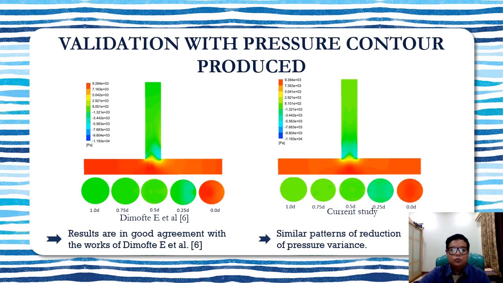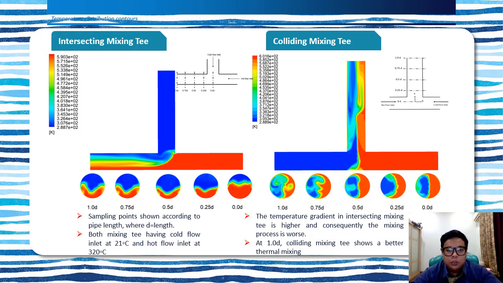the study. So this slide is about the temperature distribution contour that we get for both intersecting and colliding mixing T. As mentioned in the methodology, the cool inlet has fluid at 21 degrees Celsius, while the hot inlet is at 320 degrees Celsius. The temperature gradient in the intersecting mixing T is higher, and consequently the mixing process is worse, as seen in the cross-section of the sampling point. It can clearly be seen there is thermal stratification at each one of the cross-sections. And at cross-section 1.0D, the colliding mixing T shows better thermal mixing compared to the intersecting T.